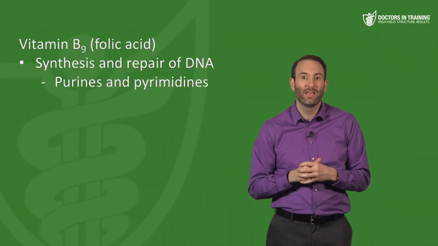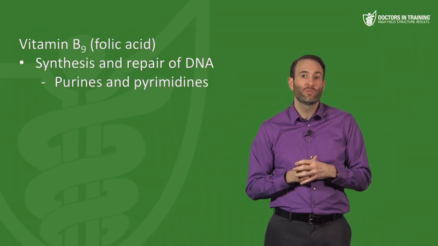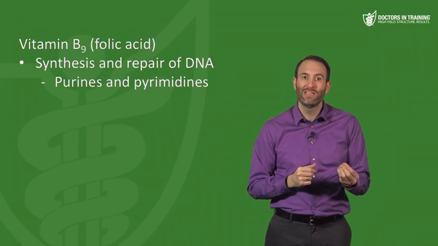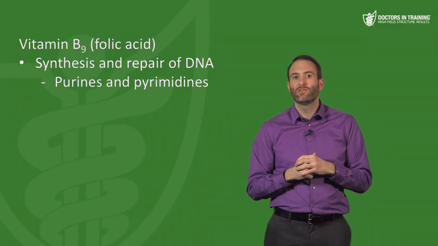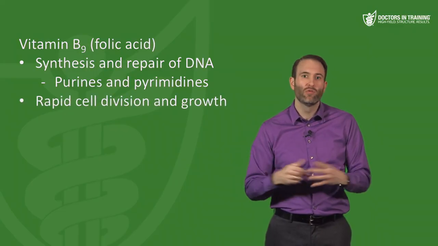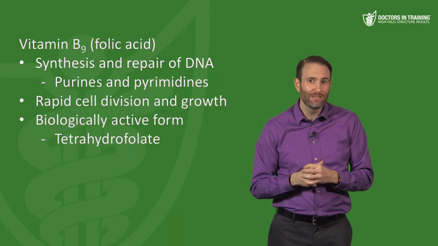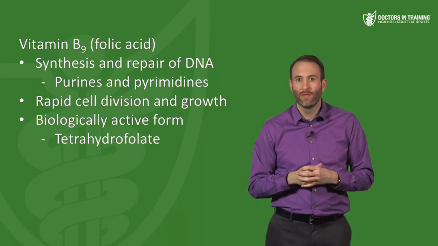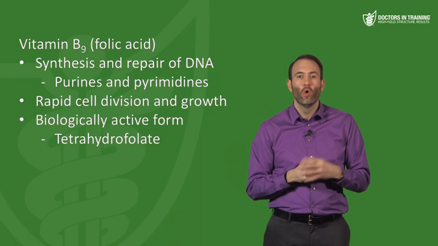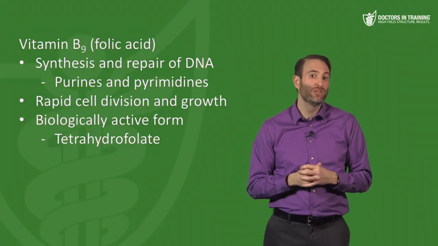Moving on to vitamin B9, folic acid. So folic acid, big one here. Simply put, folic acid is crucial for the synthesis of DNA and the repair of DNA. Also especially important in the synthesis of purines and pyrimidines. Folate is also very important for rapid cell division and growth. Its biologically active form is the tetrahydrofolate, which is a coenzyme for one carbon transfer or methylation reactions.